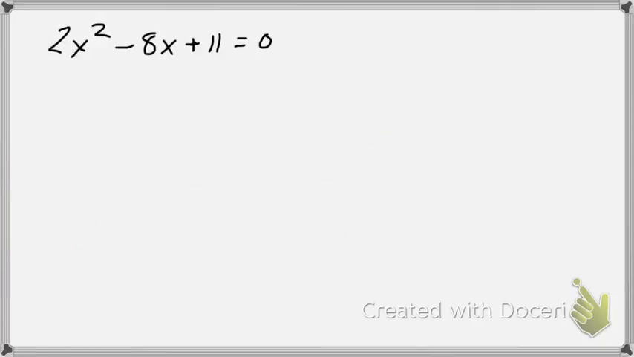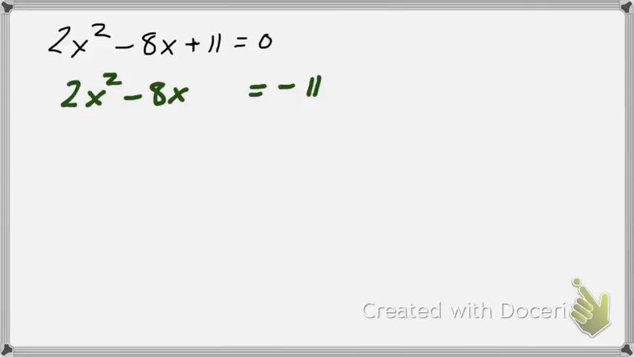Okay, so this one has a leading coefficient. Step 1, move the constant to the other side. 2x squared minus 8x equals negative 11. After each step, you should reassess what you're doing. Make sure you know what you're doing. It's not a race.